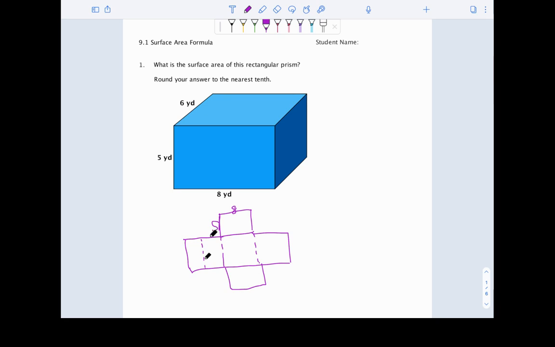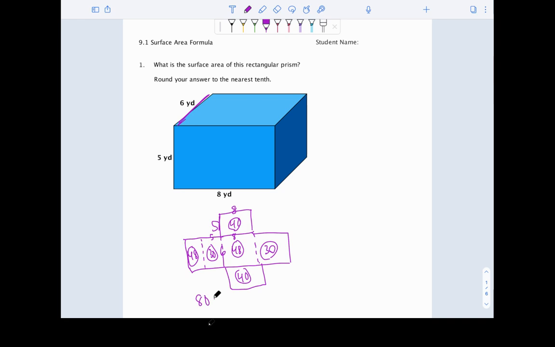So this would be 5. This would be 6 right here because of this right here. And so we could figure this out. That's 40. That's 40. 8 times 6 is 48, so that's going to be 48 over here. And then 5 times 6 is 30, so that's going to be 30 over here. And so we've got this, we could add all that.